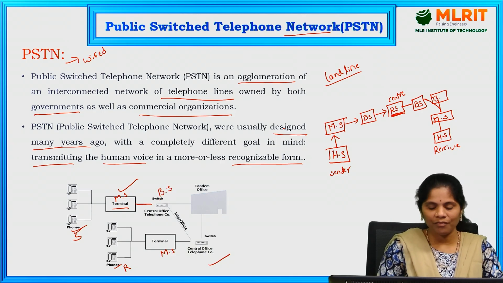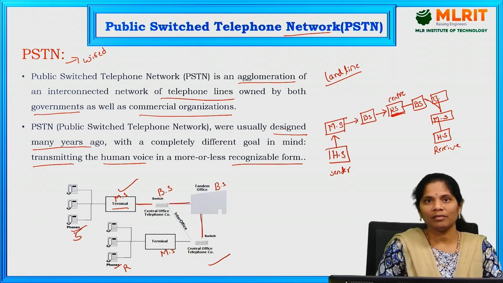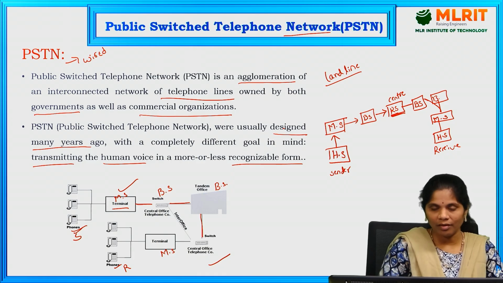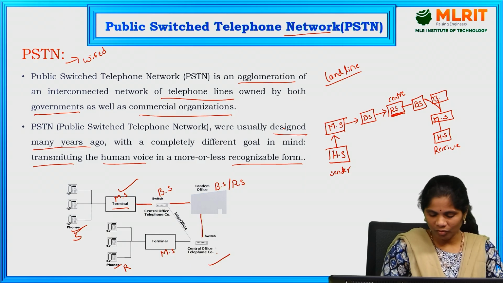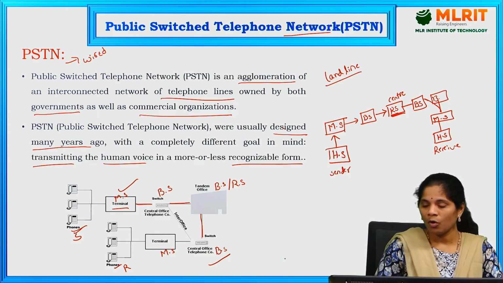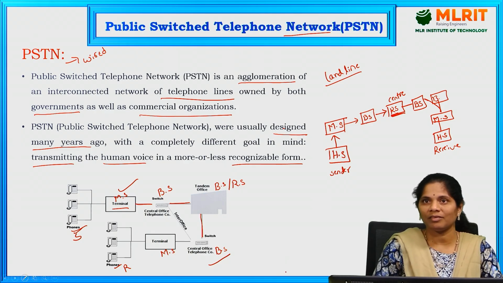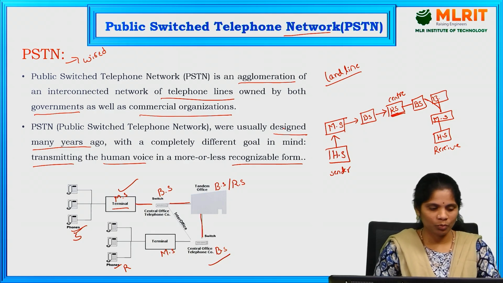This is the central office, and it is connected to the tandem office. This is the RS or bridge station, the tandem office. There is an inter-office link between base stations. One main station has a number of home stations, and one base station has a number of main stations. Like this, landline phones are connected. That is about the PSTN.